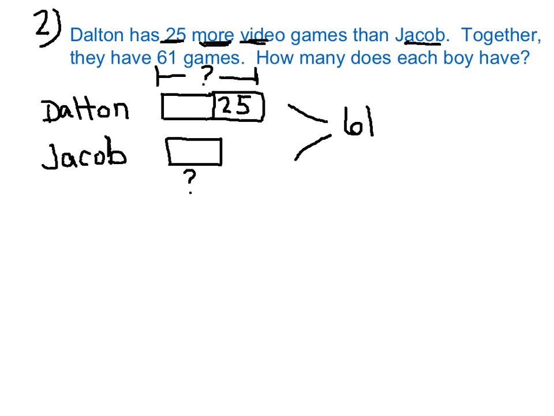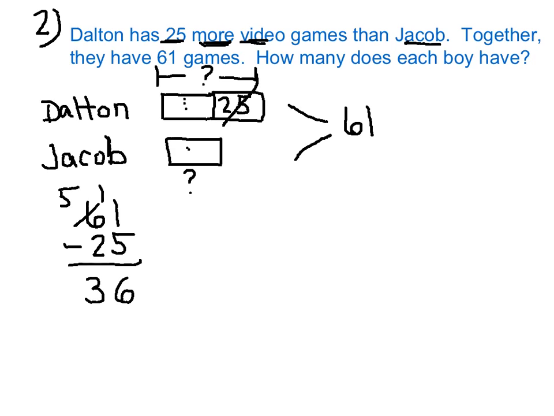Now I want to find out how many games does Jacob have and how many games does Dalton have. So, I know that these are 2 equal boxes. So if I get rid of this 25, I could use division to find out what is in each box. So I'm going to take that 61 I have in all, and I'm going to take away that 25. So in both of these boxes, all together, I have 36. I want to know what is in each box.